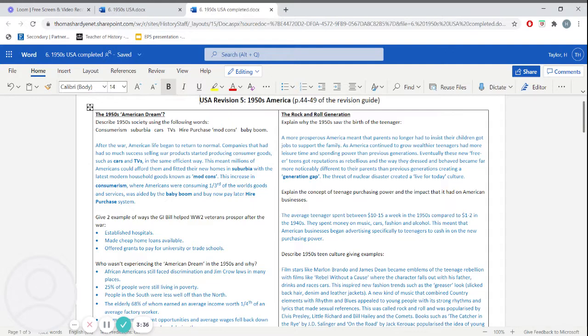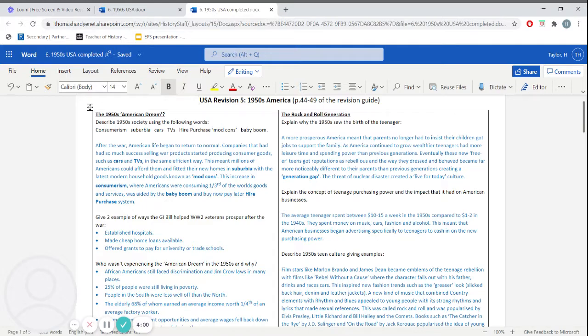After the war, American life began to return to normal. Companies that had so much success selling war products started producing consumer goods such as cars and TVs in the same efficient way. So when we talked last lesson about the War Productions Board and how these companies were making weapons so efficiently, they used that same efficient practice and applied it to consumer goods.